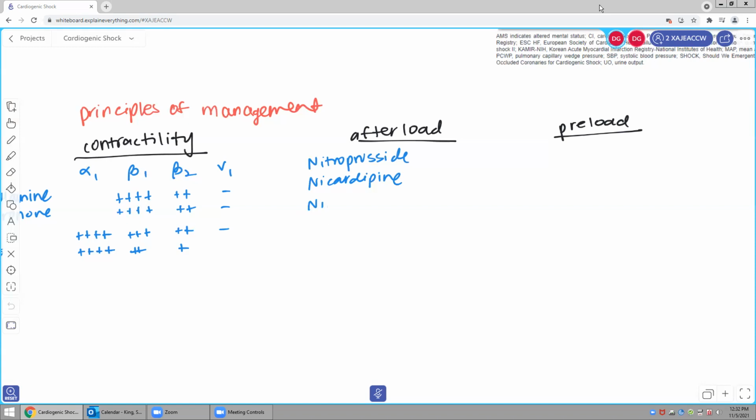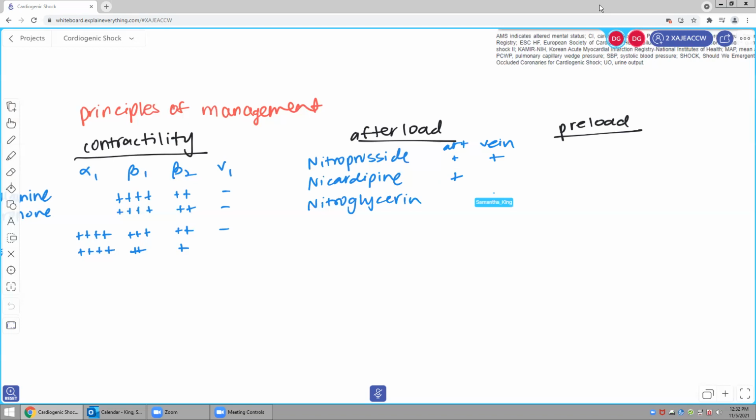Yeah. And then nitroprusside, does it dilate arteries or veins or both? Yeah, it actually has action on both arteries and veins. How about nicardipine? Just arterial. How about nitroglycerin?